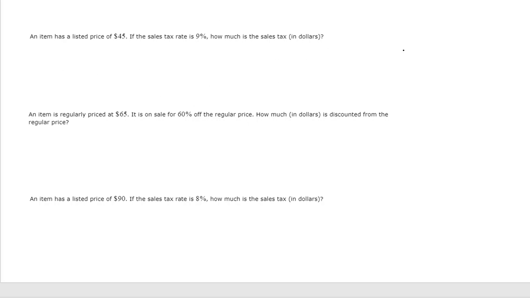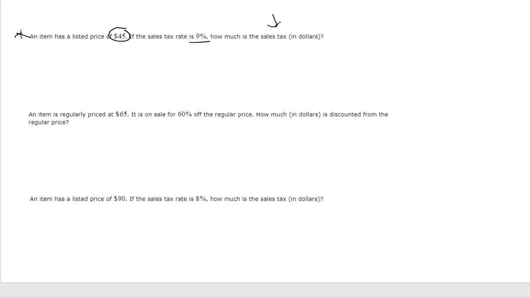Okay, now, this is something that we did earlier in the year, so I'm hoping that this is a review, but if you don't remember how to do it, that's okay. I'm going to show you how to do each of these. It says an item has a listed price of $45, so that means that is the cost of the item. If the sales tax rate is 9%, how much is the sales tax in dollars?